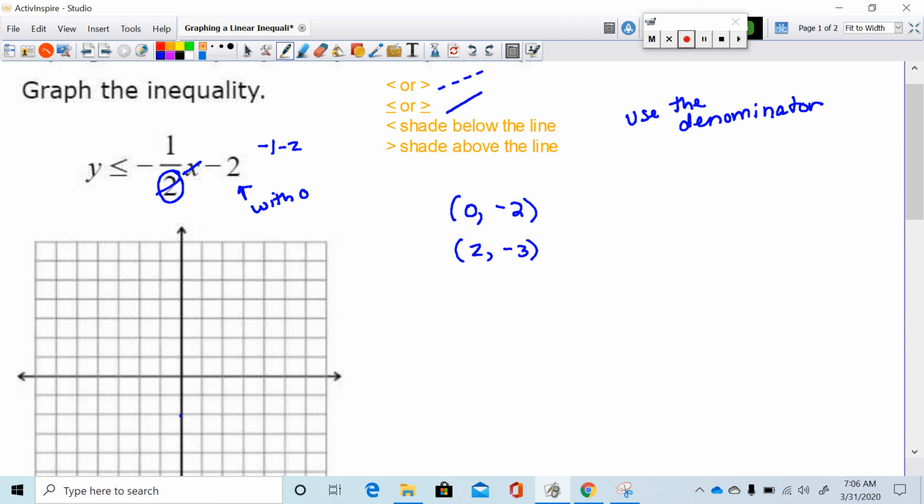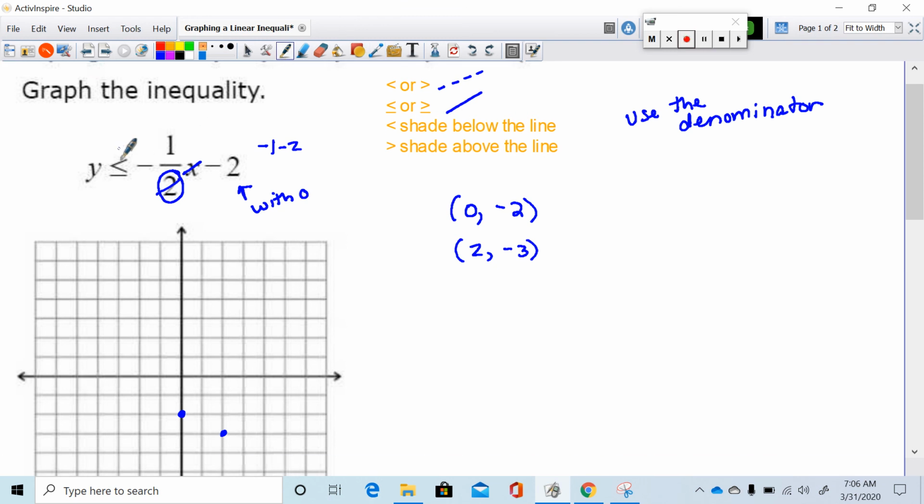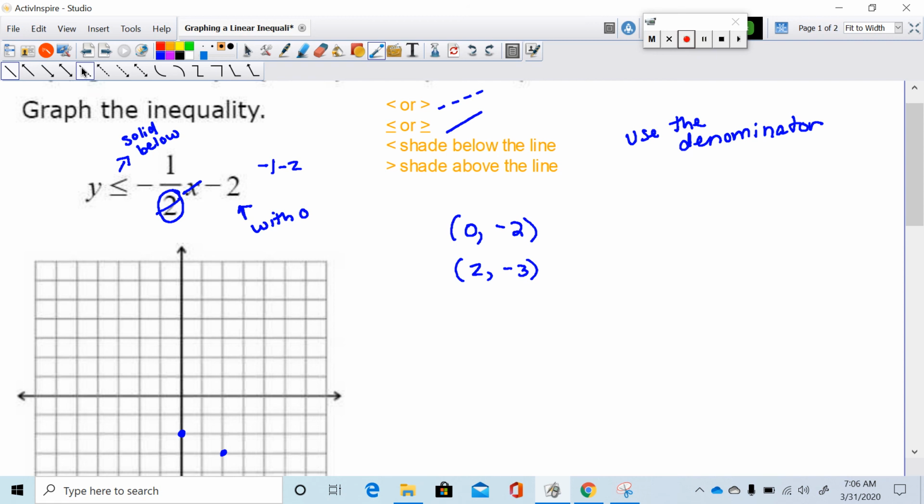Sorry, I don't know what I was thinking there for a minute. 0, -2 is here. 2, -3: 1, 2, 3 is here. I am going to connect those points. This inequality is underlined, so I'm going to use a solid line, and it's less than, so I'm going to color below the line. So a solid line connecting these 2 points.